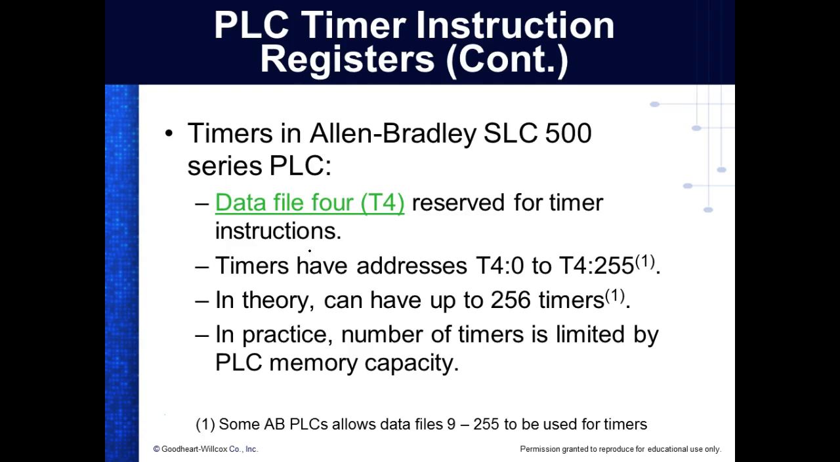In practice, the number of timers is limited by the PLC memory. Some Allen Bradley PLCs allow data files 9 through 255 to be used as timers, but it's still going to be limited by the amount of memory you have there, right? Y'all understand that? So if I'm dealing with the 1100, it allows us to do that. I might have a T8, but all of them are going to start off with T. That makes sense. So the book says T4, but that can change.